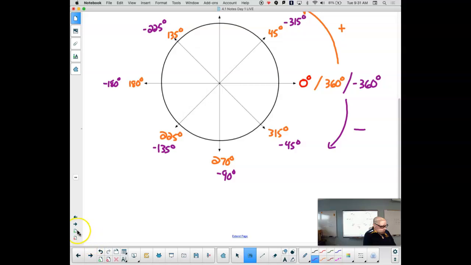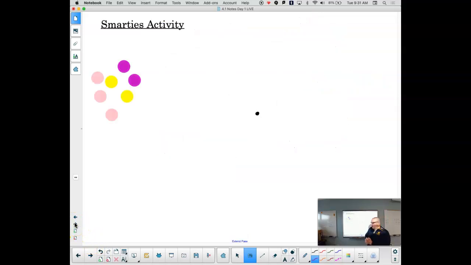Now, this is where we're going to need all of your materials for today, because we are going to now do the Smarties lab. Okay? So, on a fresh, clean, blank sheet of paper, right smack dab in the middle of it, I need you to put a dot in the middle of your paper.